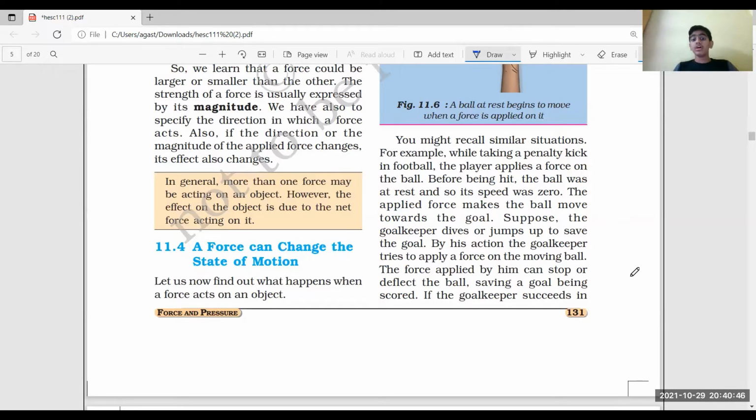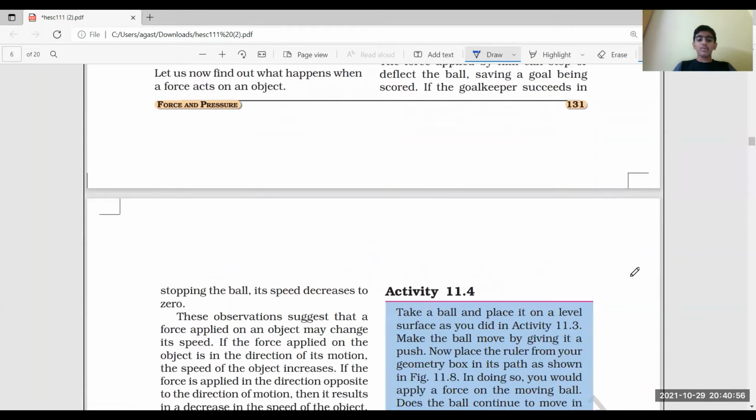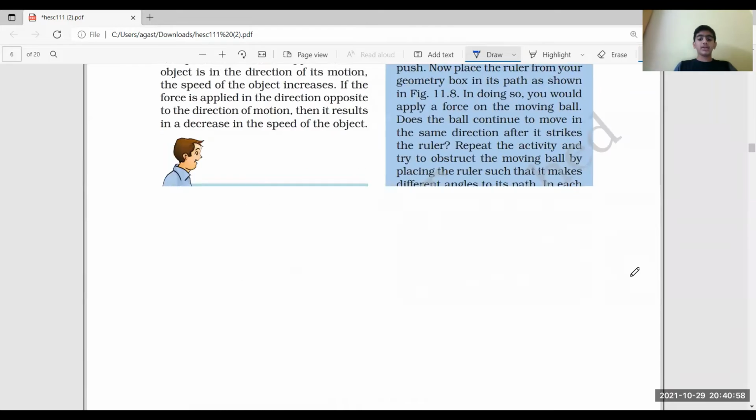Now, when the ball is moved, what is being changed here? The state of motion of the particular object, and the particular object here is a ball. Okay, now it is changed. This is an example which shows you that particular change.